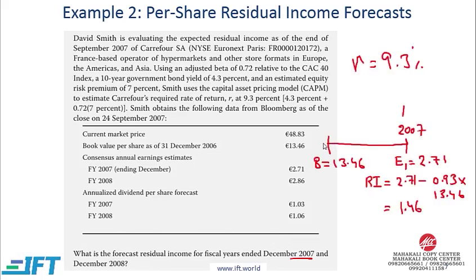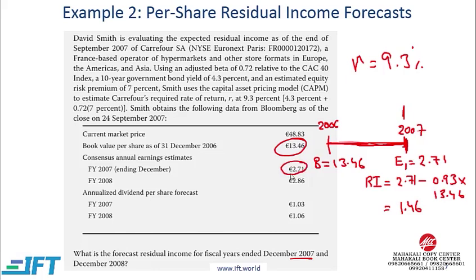So the first thing we'll do is calculate the residual income for the first year. The first year ends December 2007, so I've marked a 1 over here because we will call that year 1. The book value at the start of year 1, which is end of 2006, is 13.46. That's given right here. We are given the expected earnings for 2007 equal to 2.71.